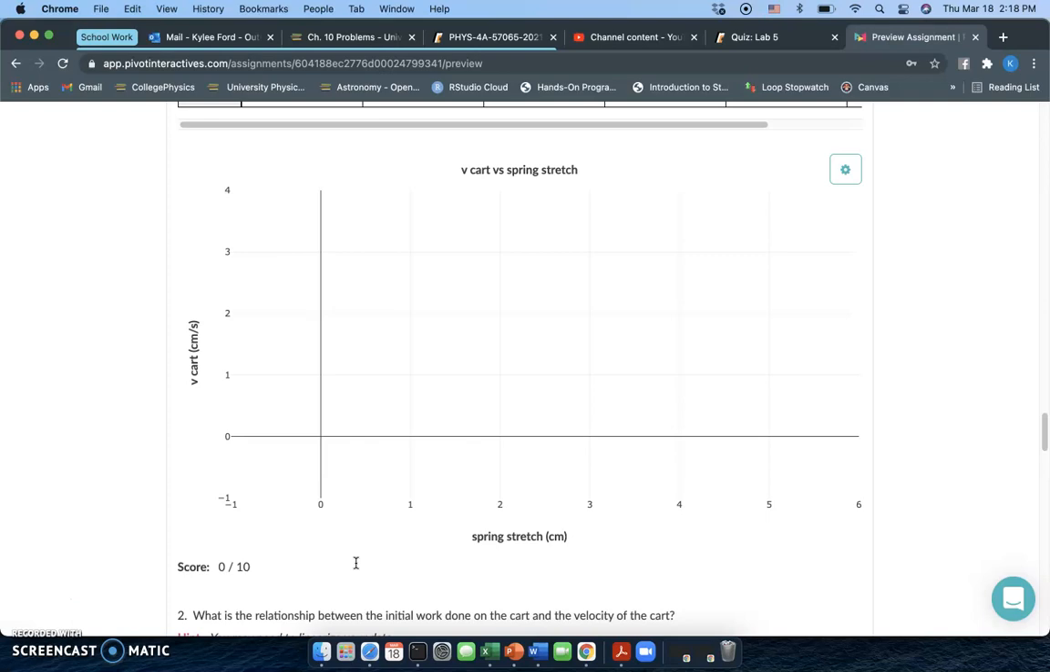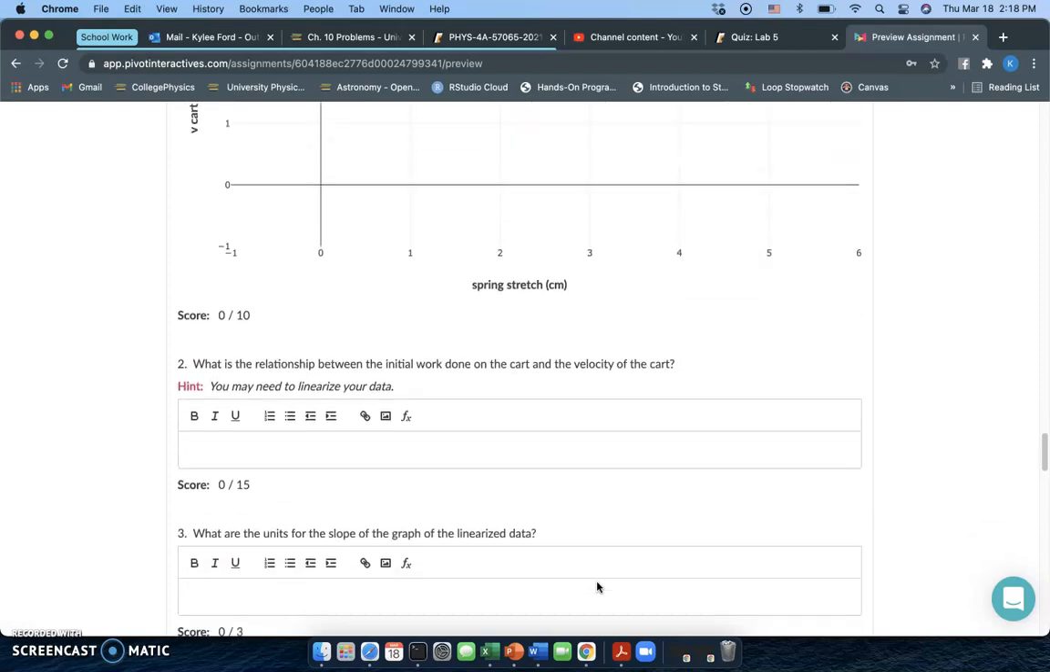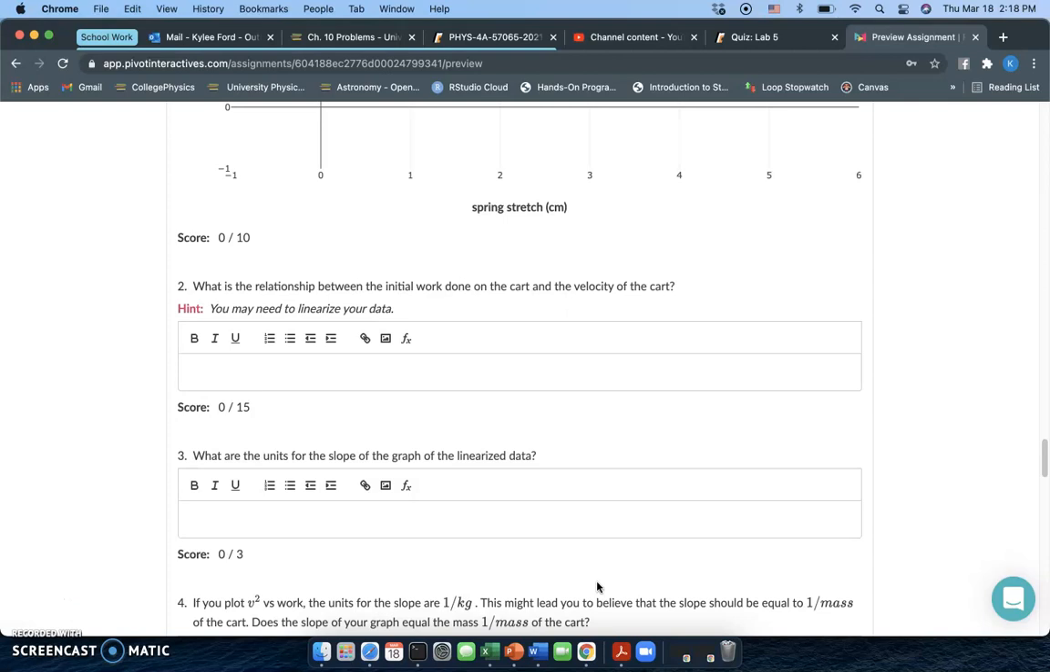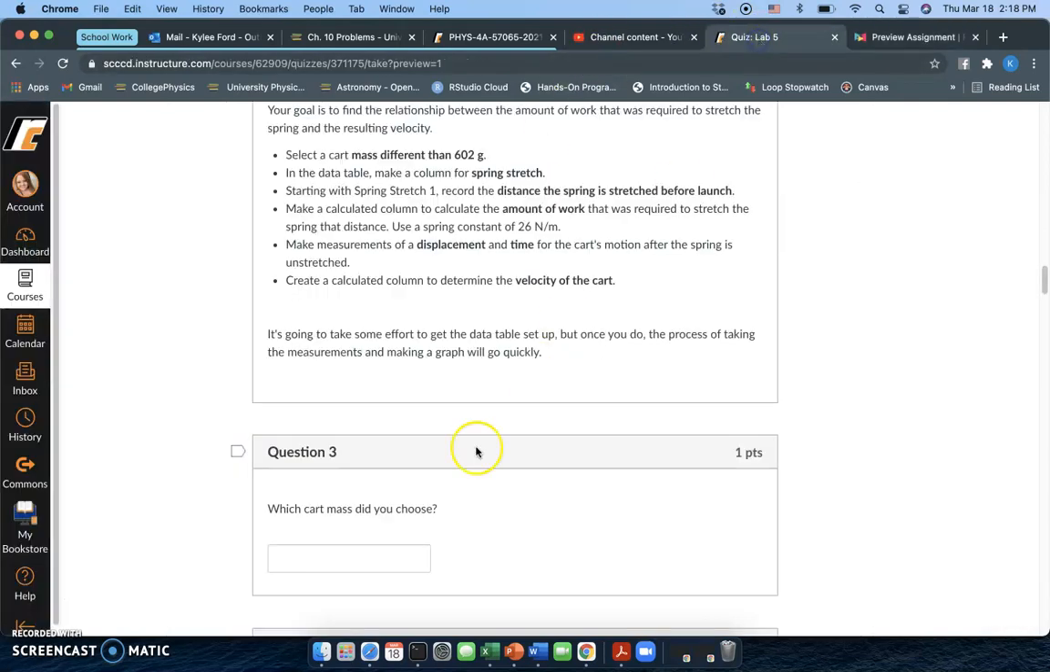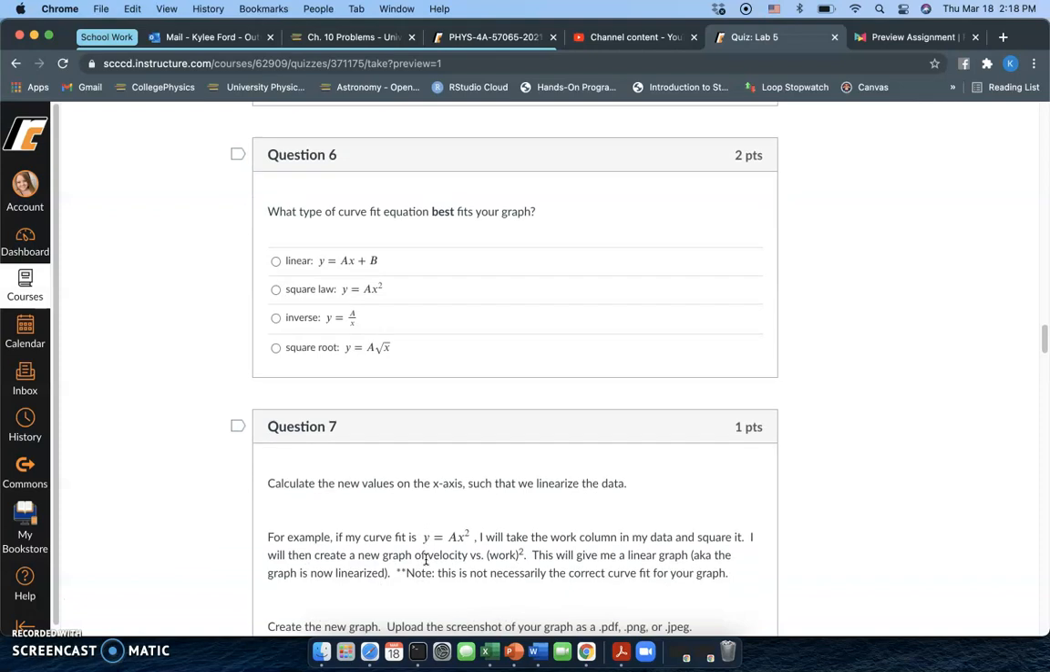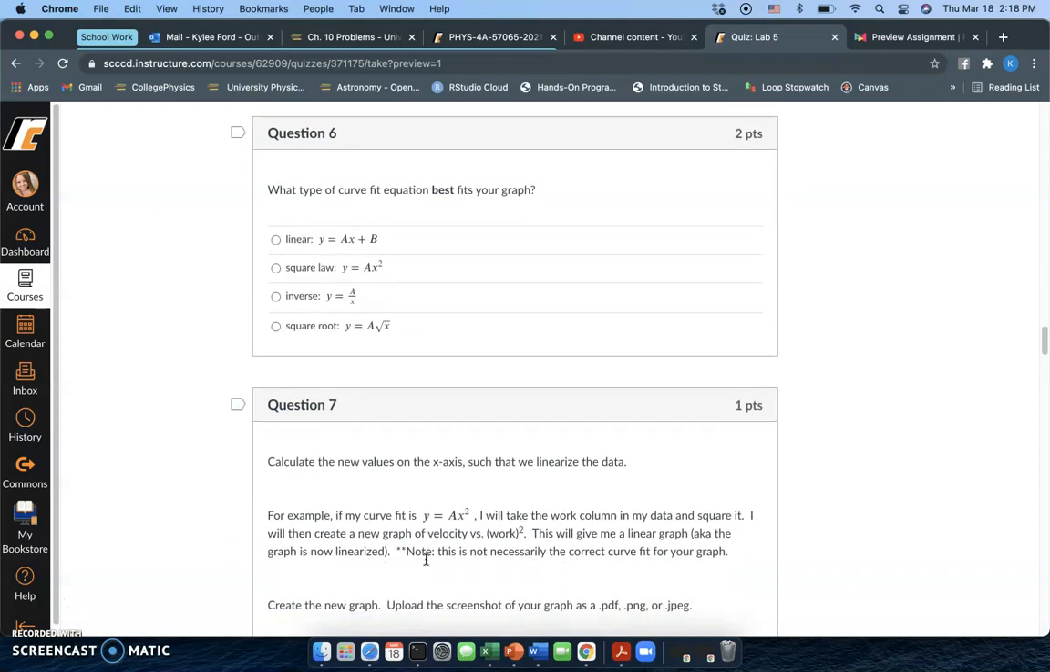Then you'll make a graph of the velocity of the cart versus the spring stretch and see if there is some sort of relationship between the two. Once you find that, you'll write that down. I ask, what type of curve fit equation best fits your graph? Is it a linear equation, or an inverse law, or what is the best equation?